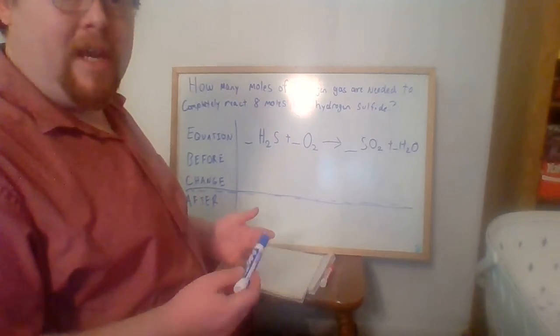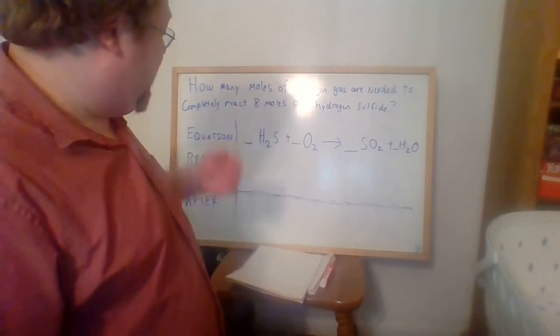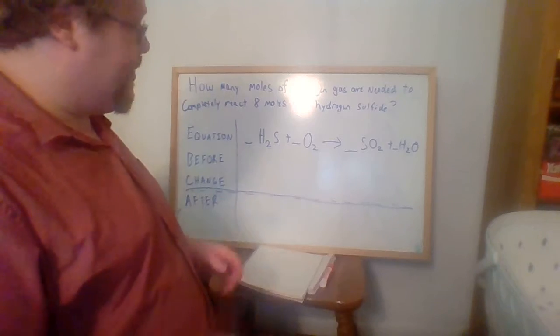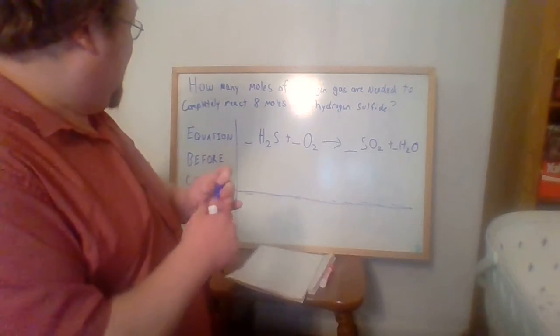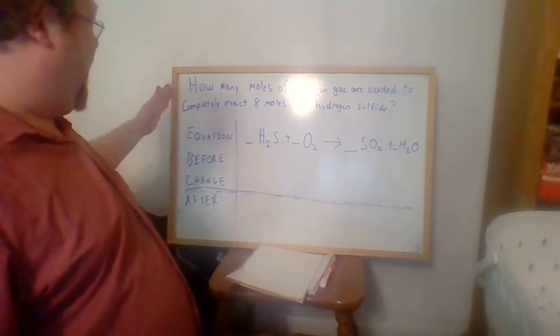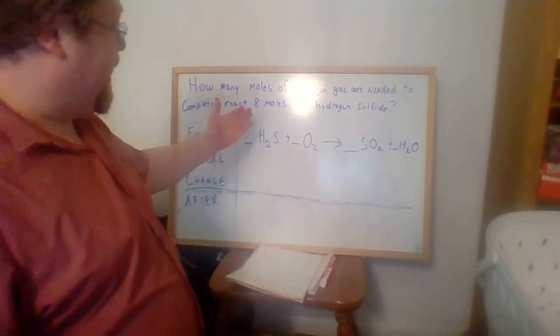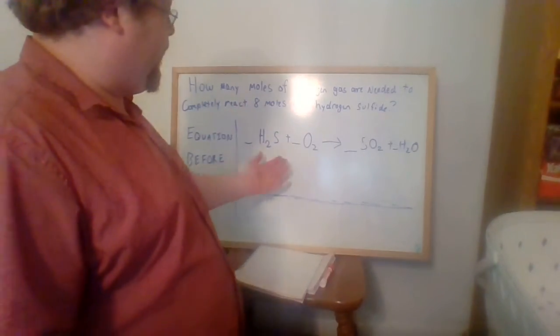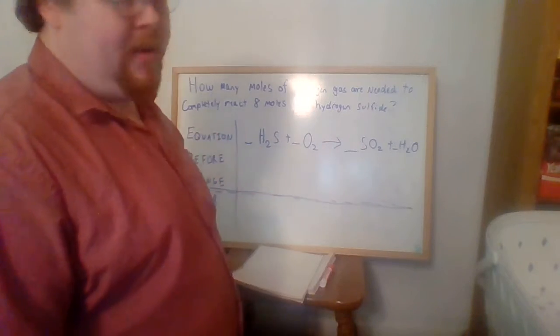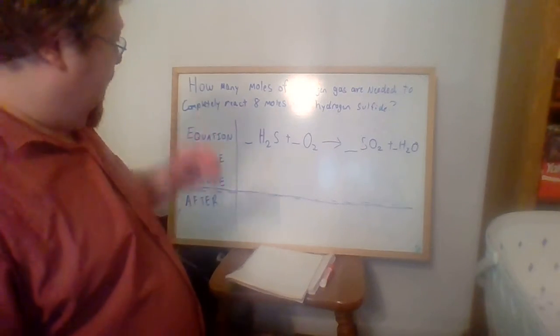This is one way of looking at how to keep track of stoichiometric molar conversions during a chemical reaction. In this problem, we have: how many moles of oxygen gas are needed to completely react 8 moles of hydrogen sulfide? So you have hydrogen sulfide and oxygen gas react to form sulfur dioxide and water.